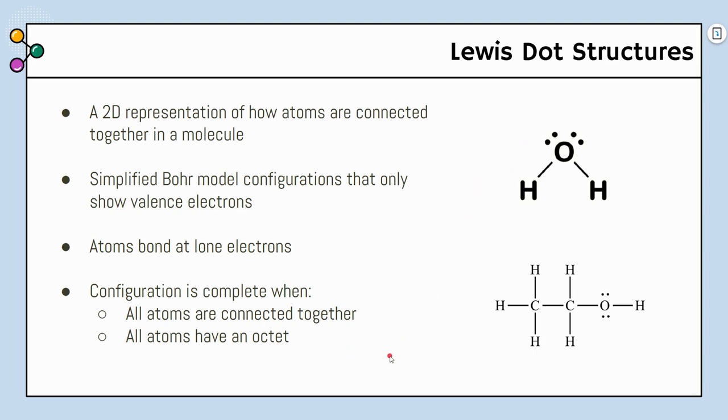And our Lewis dot structures are complete when all the atoms in the molecule are connected and every atom has an octet, meaning that most atoms have 8 electrons in their immediate area, except for things like hydrogen, which are content with just 2, remembering that 2 electrons are in each covalent bond.